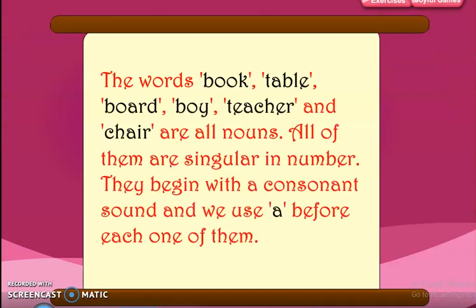The words book, table, board, boy, teacher and chair are all nouns. All of them are singular in number. They begin with a consonant sound and we use a before each of them. Now, whenever anything or person we consider as singular, जब वो एक ही चीज है या तो एक ही इंसान है, then we will use a. और a भी तभी यूज करना है when the word starts with the consonant sound.